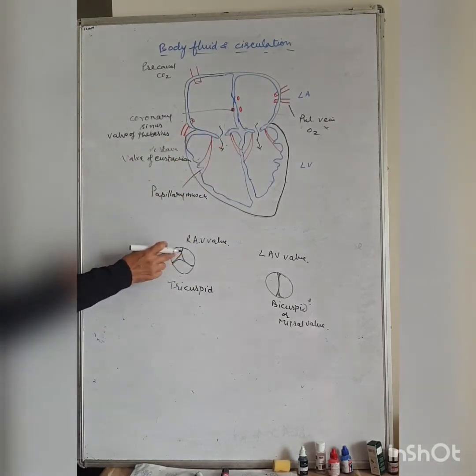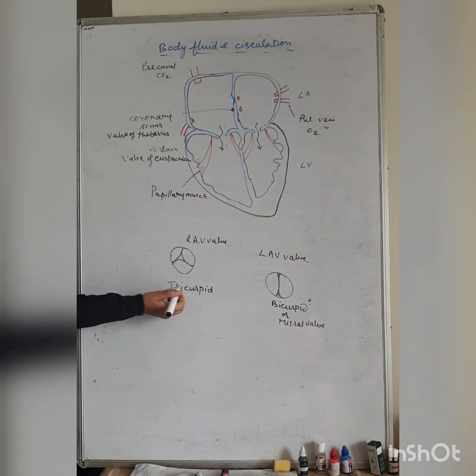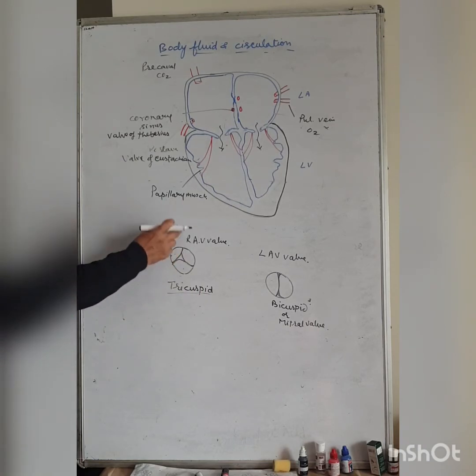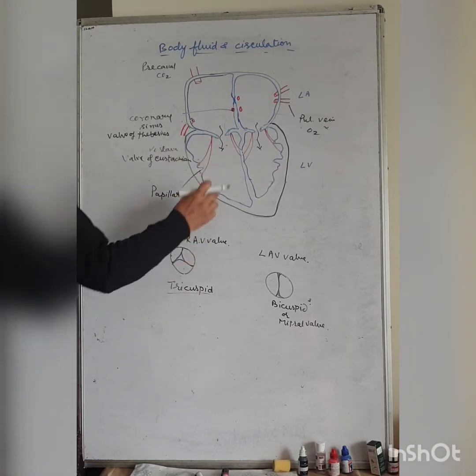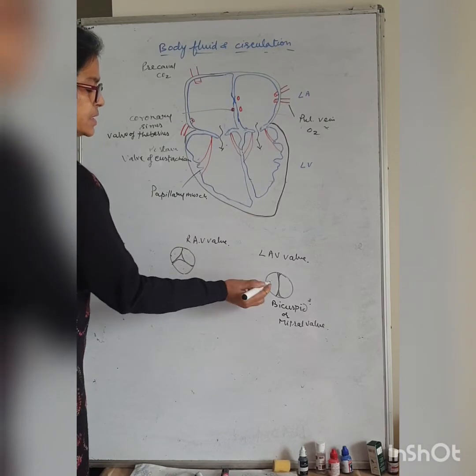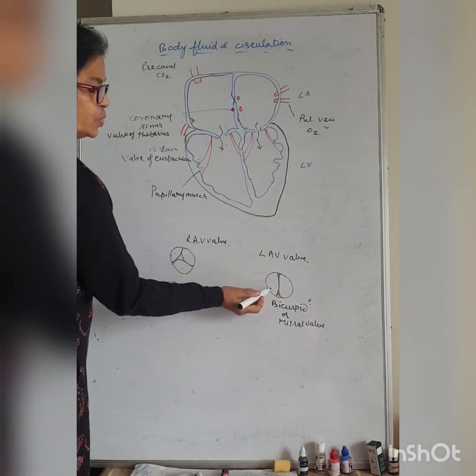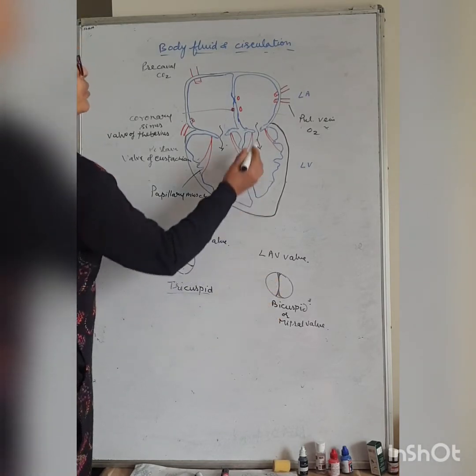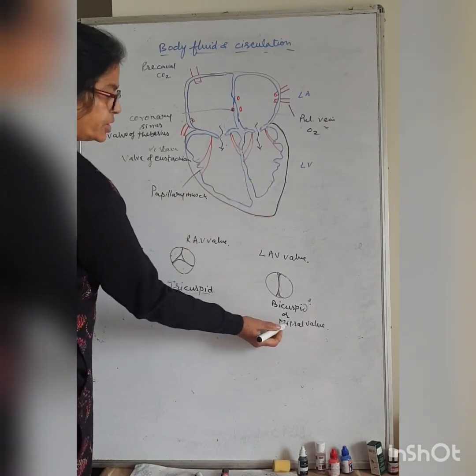This wall consists of three cusps: 1, 2, 3. So these are the cusps. So it is called the tricuspid wall. On the left side, the wall is made up of two cusps. So this is the bicuspid wall, or the mitral wall.